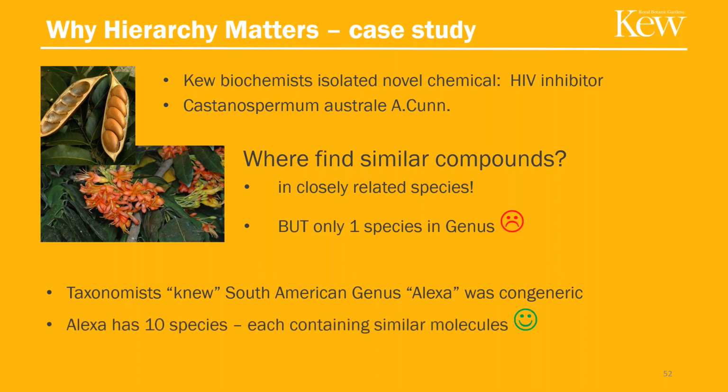And in reality, Alexa was found to have 10 species in it, the 10 species from South America, and each of these species had similar molecules to castanospermine, which then led on to much more interesting research and a better understanding of how the AIDS virus replicated itself. And so the consequence of this, I think, actually shows you why it is important that taxonomists change the name and what they're doing. They're using the hierarchy that I was referring to, the genealogical tree, to anticipate what properties each plant will have.